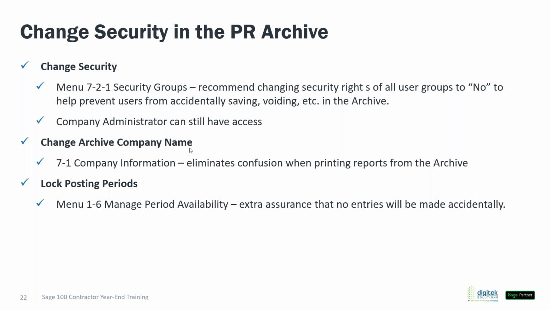The other thing that I really like to do is, once I create an archive, lock it down so nobody gets in there and makes any changes to it. Some of the things that I do: I'll go into security groups and change all the rights to no. Keep in mind that if you change anything, the company administrator can always go back and change it again. I like to rename the archive company, and I like to post or lock my posting periods.